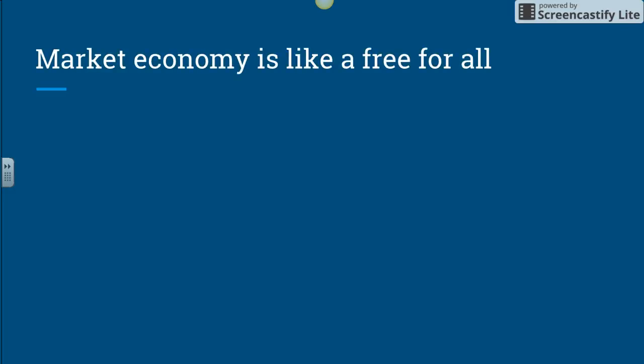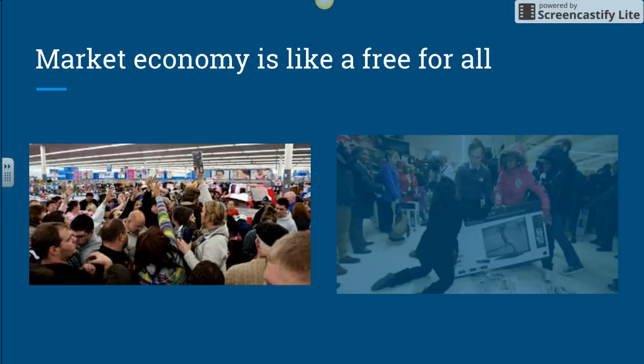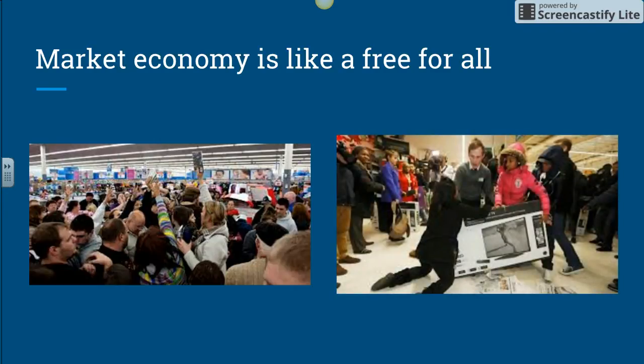Here are a couple of pictures. Market economy is like a free for all. This is a picture of Black Friday when you see people just running for whatever they want to buy. And here's another picture of people fighting over a TV.